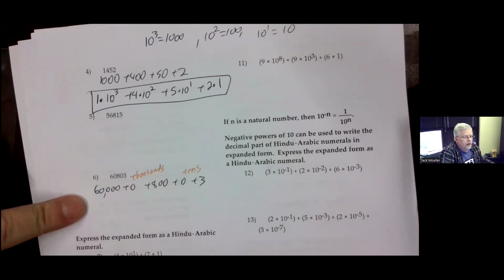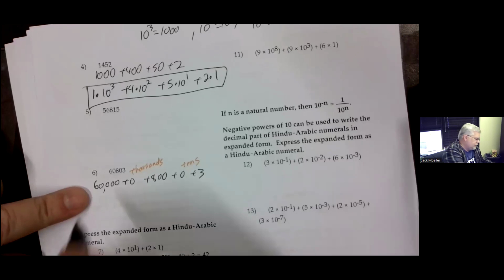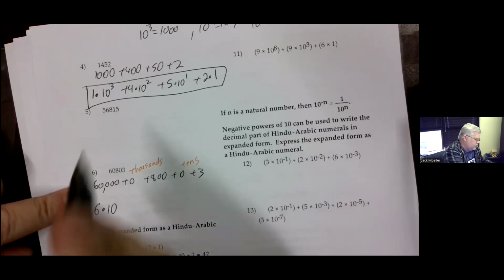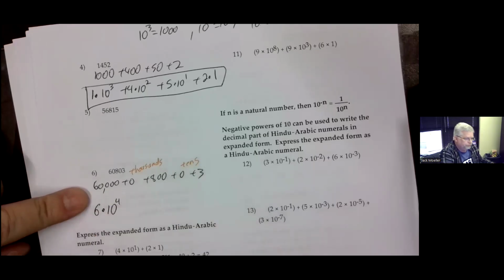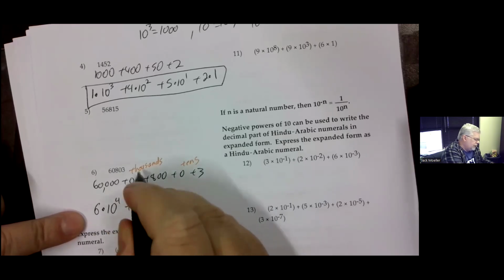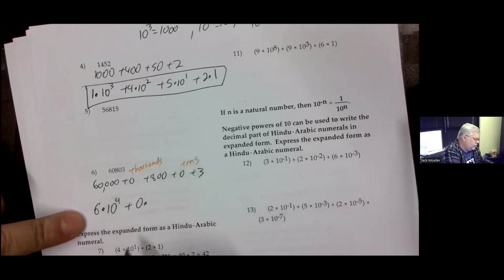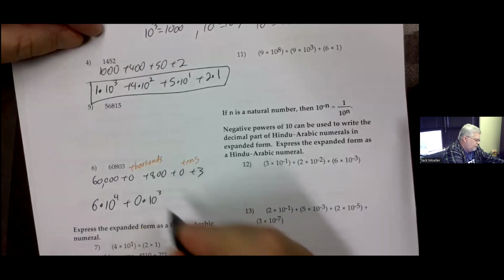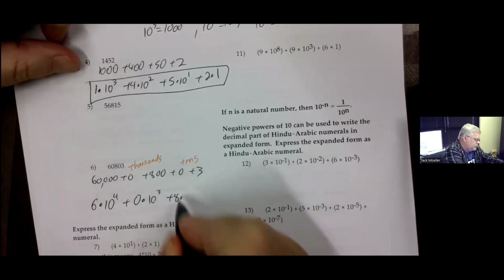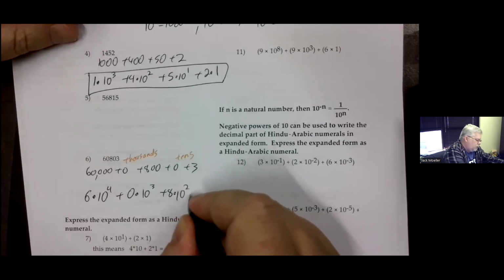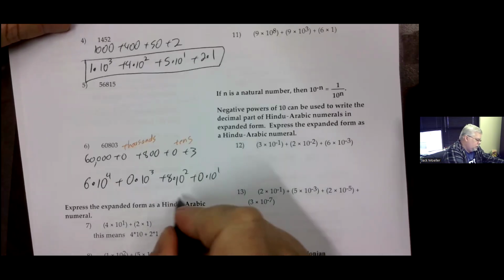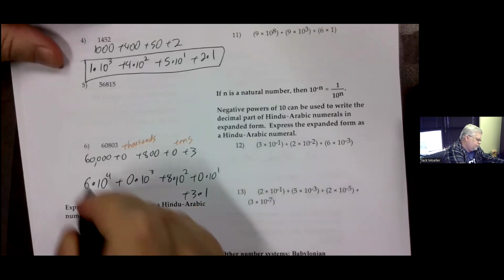All right, so now let's put it in exponential form. So 60,000 is 6 times, well, 10 to what power? You have 1, 2, 3, 4 zeros, so 10 to the 4th. Plus, how many thousands do we have? We have 0, so we do 0. Now 1,000 is 10 to the third. And then 800 is going to be 8 times 100. 100 is 10 squared. And then we have 0 tens. It'd be 10 to the first plus 3 times 1.